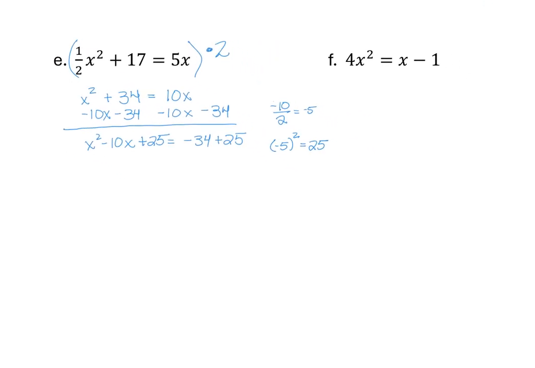All right, we can now go ahead and rewrite the left side as something squared. And this is going to be x. 25 is going to turn into a 5. And because our middle number is negative, it's going to be a minus 5. On the right side, when we combine, we should get negative 9.